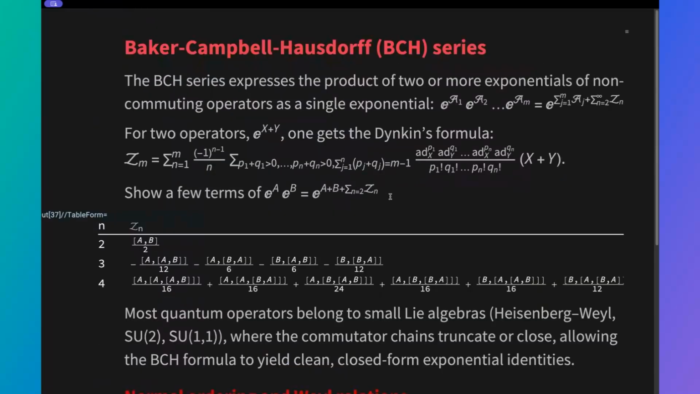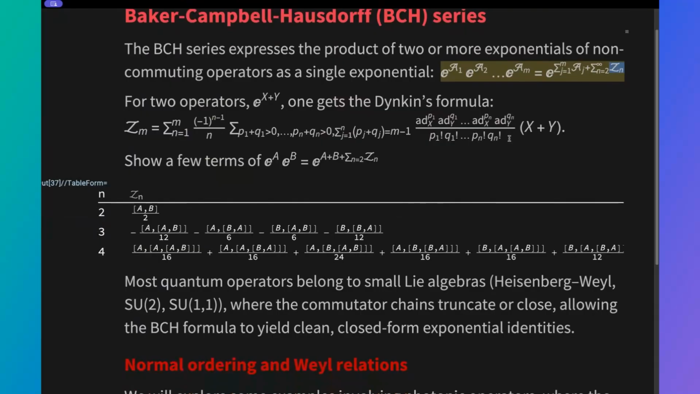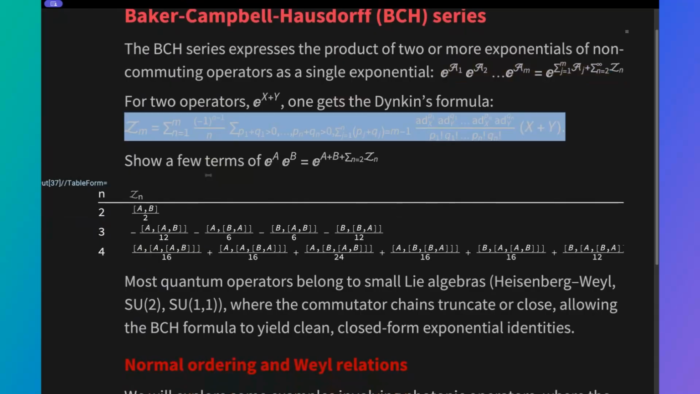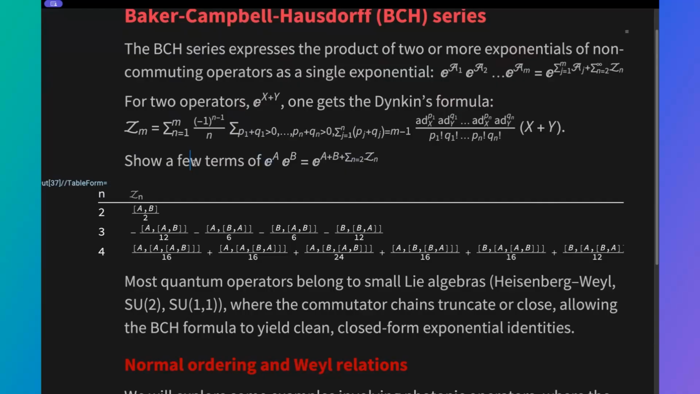Okay, let's go through the most common and popular formula that we have, which is basically the BCH series. As I said, the idea of BCH is that you have different exponential terms, a multiplication of exponentials, and then you want to write it down as one single exponential. And you're interested to find these terms, what are those Z terms. In case you want to see an analytical formula, this fancy formula, which is usually called Dynkin's formula, is the representation for the case of only two operators.